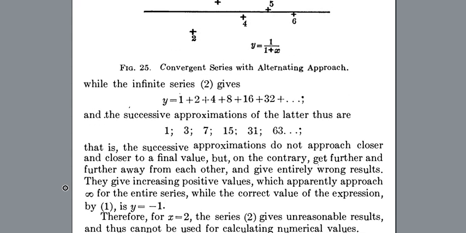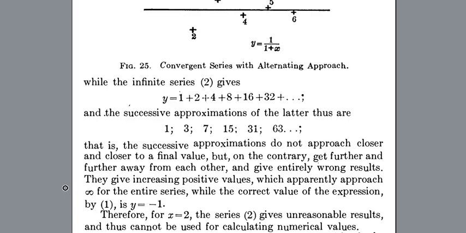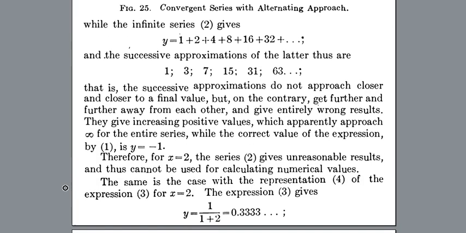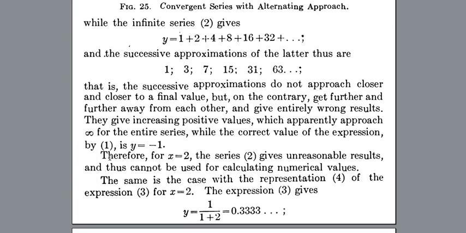They give increasing positive values, which apparently approach infinity for the entire series, while the correct value of the expression by equation 1 is y equals negative 1. Therefore, for x equals 2, the series 2 gives unreasonable results and thus cannot be used for calculating numerical values. The same is the case with the representation 4 of the expression 3 for x equals 2.